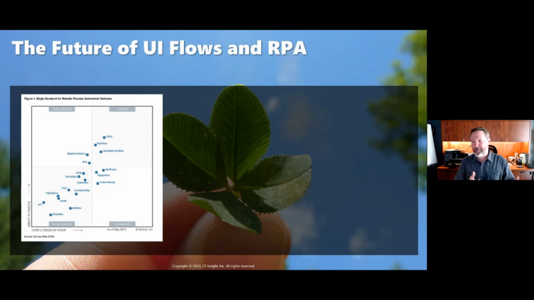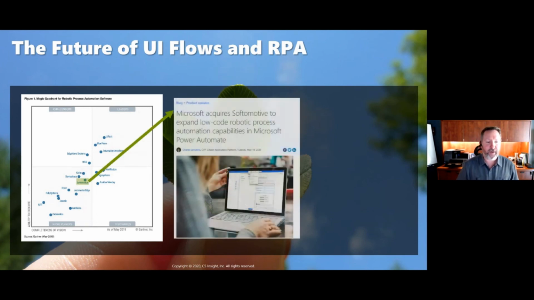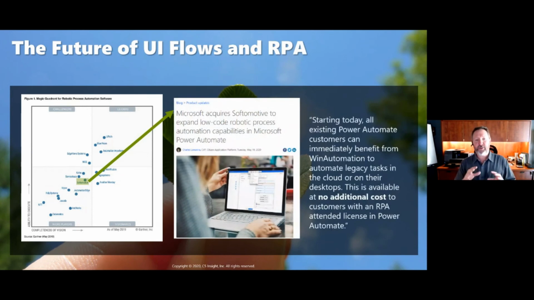So a last couple of things here, and we'll have a few minutes for some questions. You remember I shared this magic quadrant with you earlier. Now, one thing I didn't point out in that magic quadrant is this provider, Softemotive. Softemotive has something called Win Automate. And Microsoft actually bought Softemotive, and thereby Win Automate, just a few months ago.